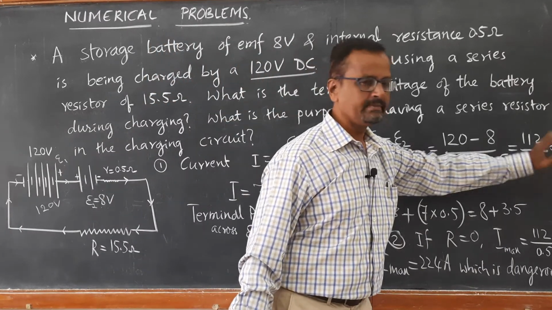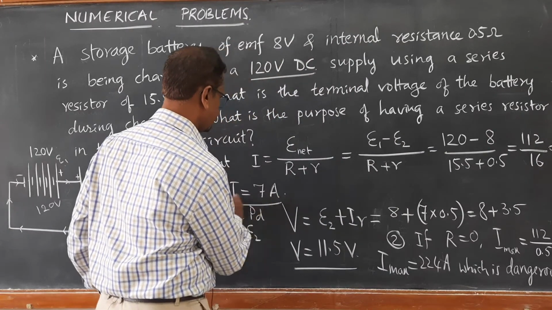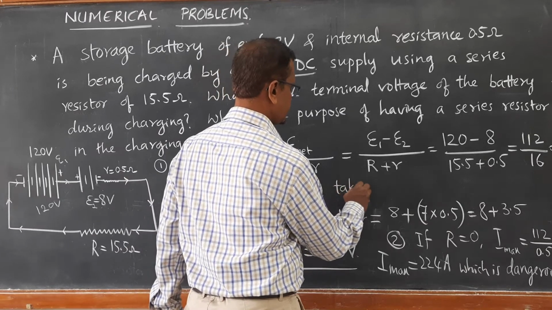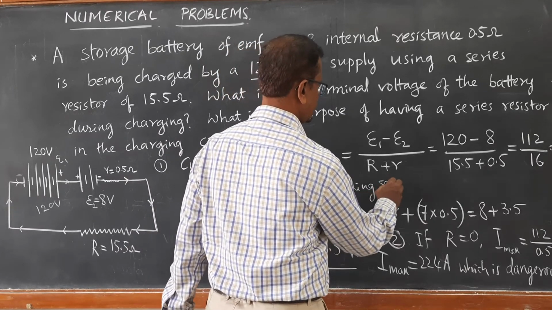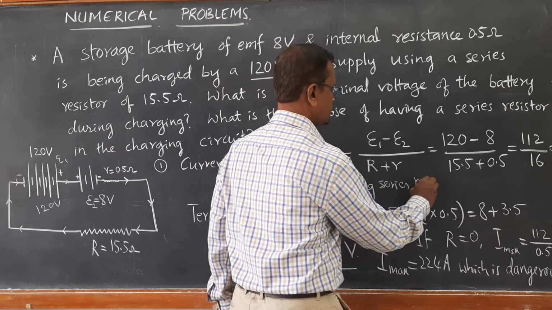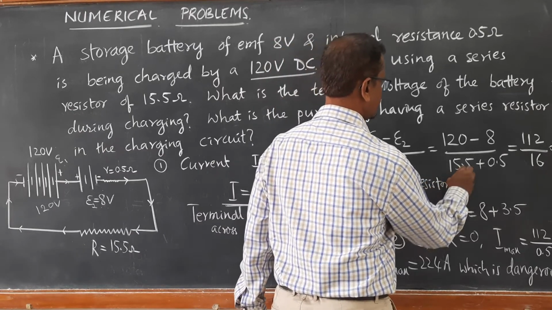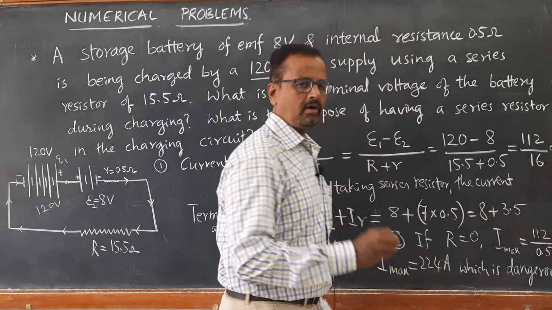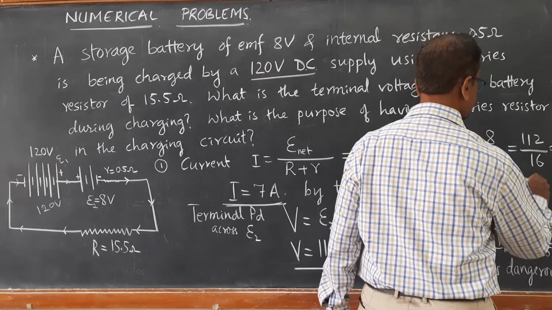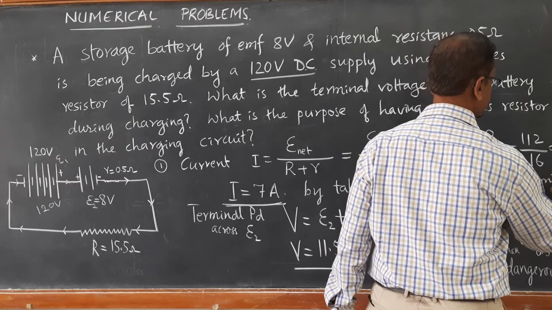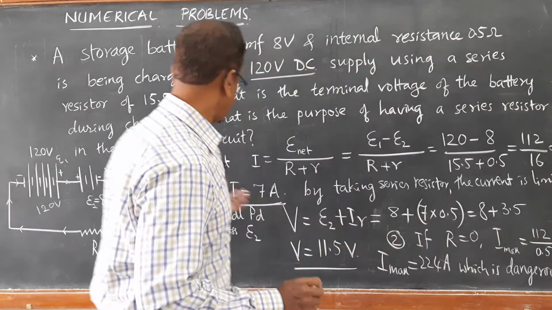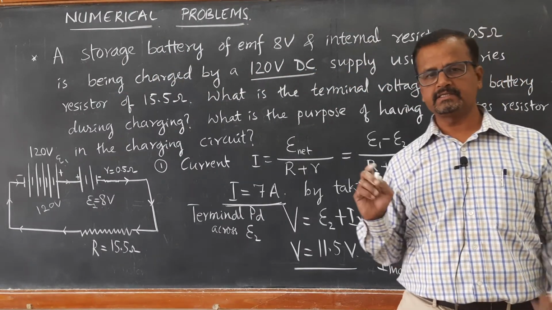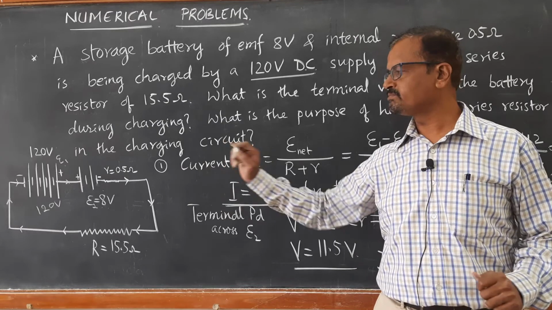The current is limited. So by taking a series resistor of certain value, the current is minimized or limited. When the current is limited, then the circuit is safe and the storage battery is also safe. That is the purpose of taking a series resistor. This is an application based problem.